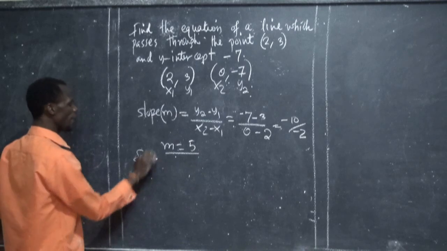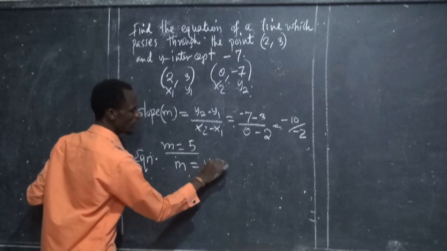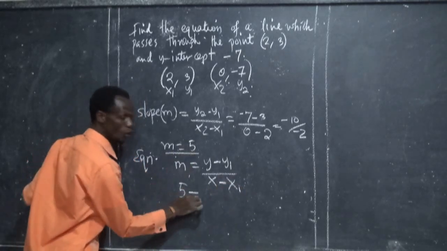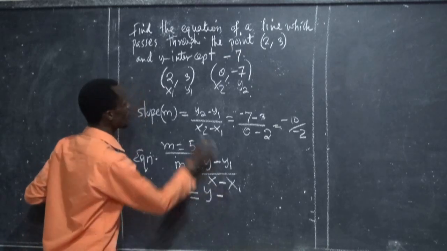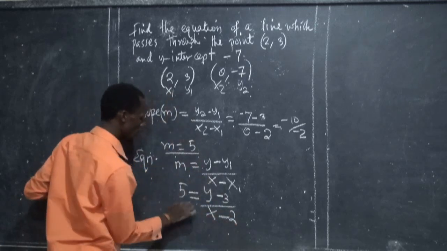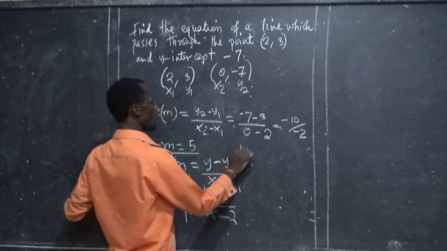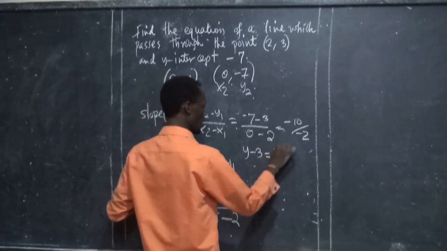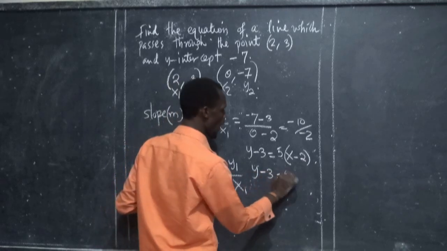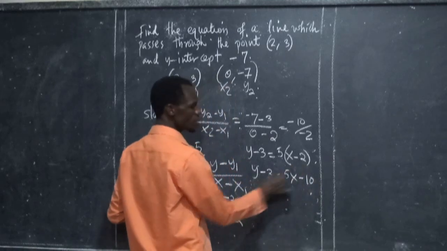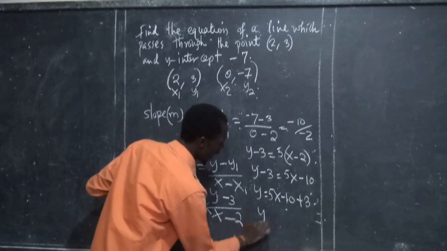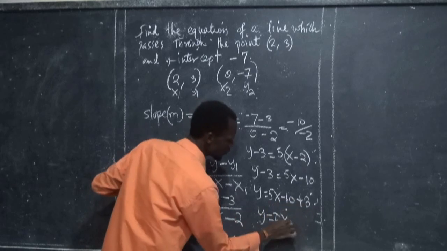Our equation is determined by taking the slope, which is equal to y minus y1 over x minus x1. Now our slope is 5, is equal to y, which is not known, minus y1, which is 3, over x minus x1, which is 2, then over 1. Cross multiply. Then you have y minus 3 is equal to 5 in bracket x minus 2. Then open the bracket: y minus 3 is equal to 5x minus 10. Then this is taken to the other side. Then y is equal to 5x, minus 10 plus 3. Then y is equal to 5x, negative 10, positive 3, negative 7.